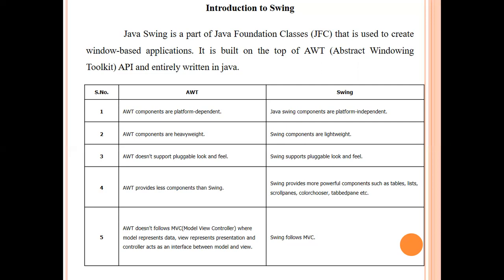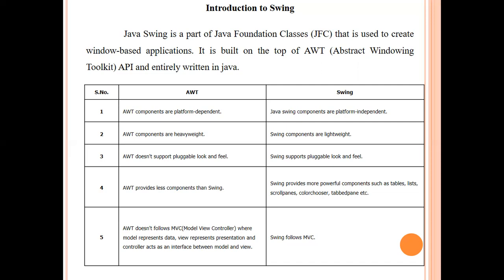There are many differences between Java AWT and Swing that are given below. AWT components are platform dependent, whereas Java Swing components are platform independent. AWT components are heavyweight, Swing components are lightweight. AWT doesn't support pluggable look and feel, whereas Swing supports pluggable look and feel. AWT provides fewer components than Swing. Swing provides more powerful components such as tables, lists, scroll panes, color chooser, etc.